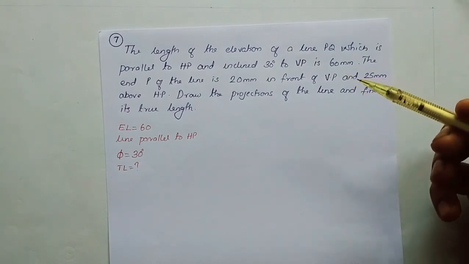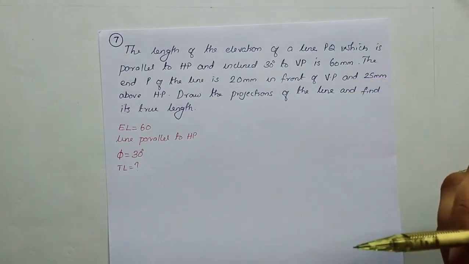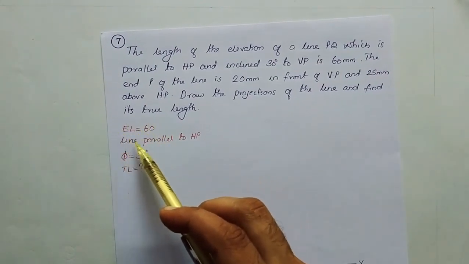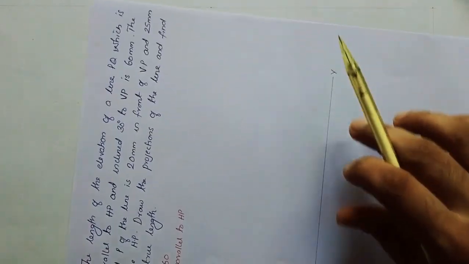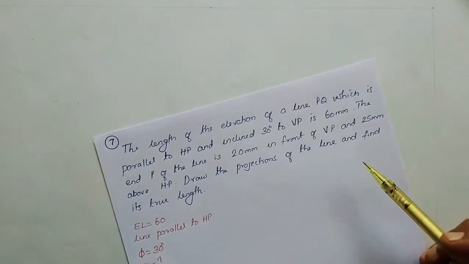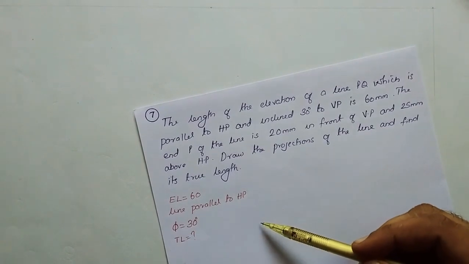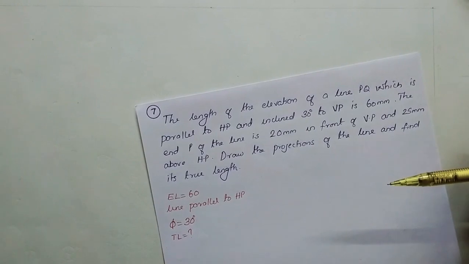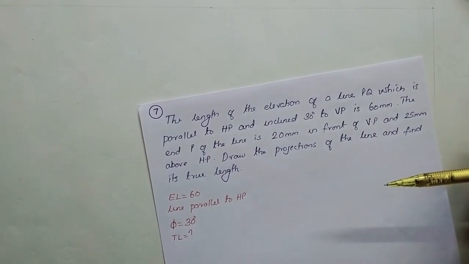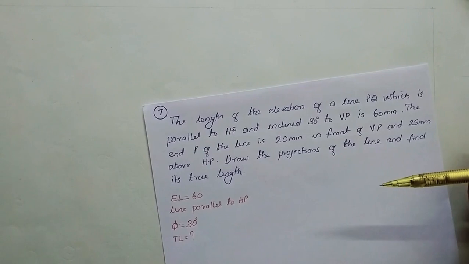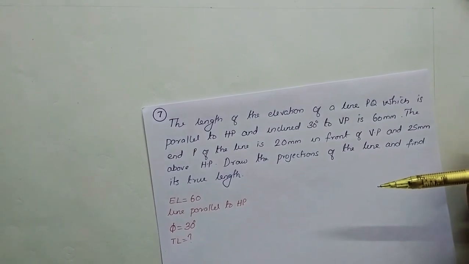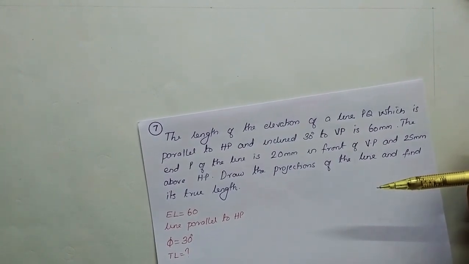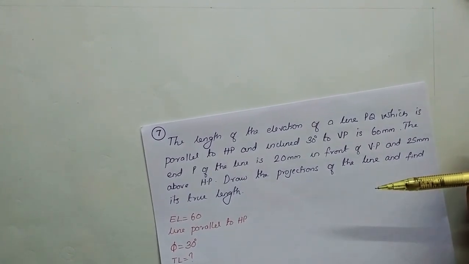So in this question also the true length is not given. We are supposed to find it out, but the length of the front view, that is the elevation length, is given as 60 mm. So what are the other data related to this problem? Here the line is parallel to HP. Whenever a line is parallel to the horizontal plane, what about its front view? Its front view will be a straight line which is parallel to the XY line.